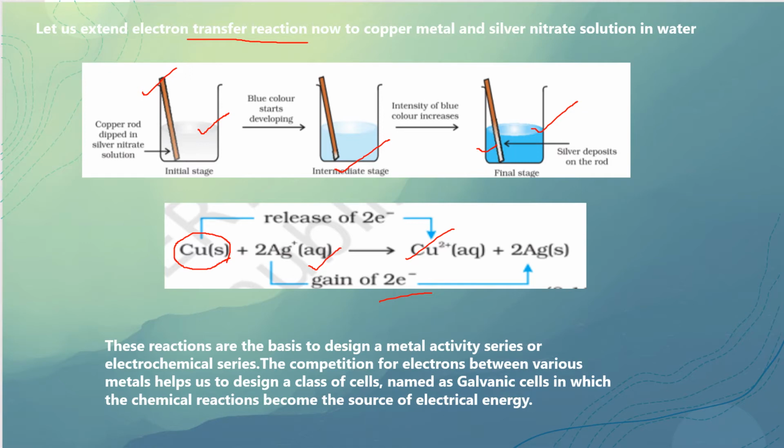Now, these reactions are the basis to design a metal activity series. You must have seen the series, electrochemical series, metal activity series, where we get potassium at the top, and then you move down, potassium, sodium, like that. Somewhere you come across hydrogen. Below hydrogen, you have copper, silver, platinum. So that is the reactivity series, and it has been practically made after studying the reactions like this.